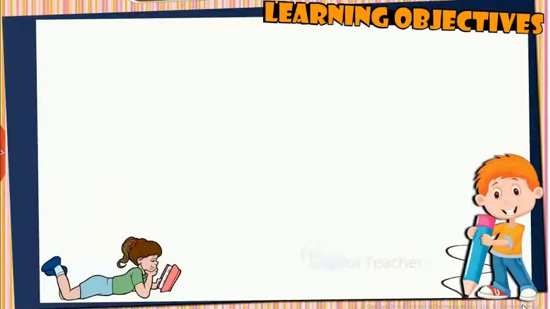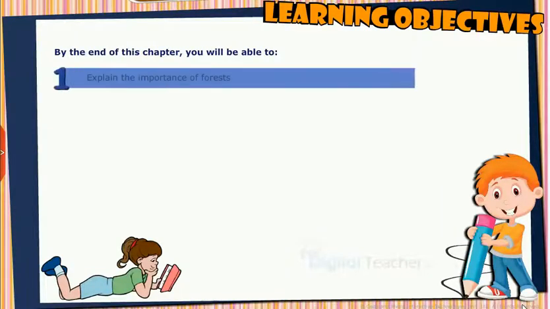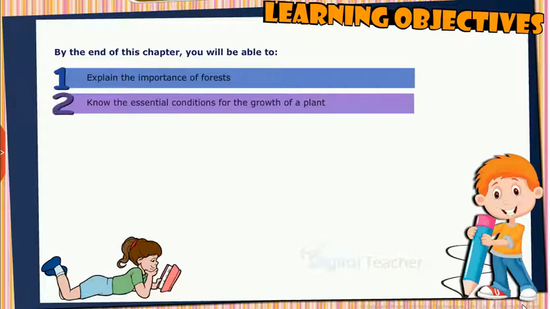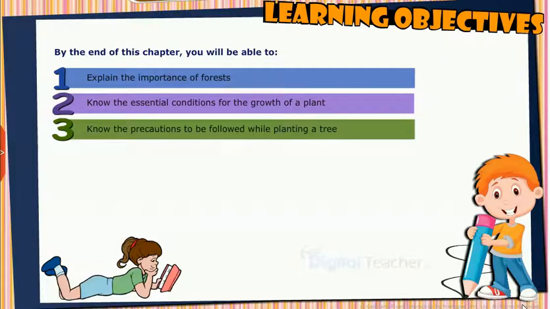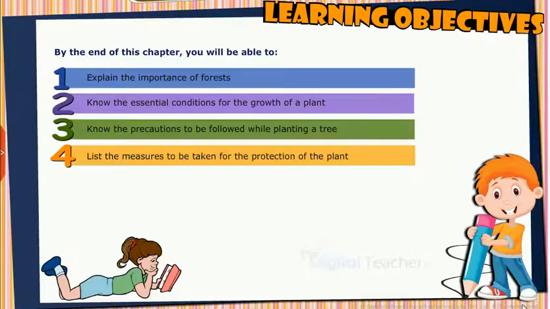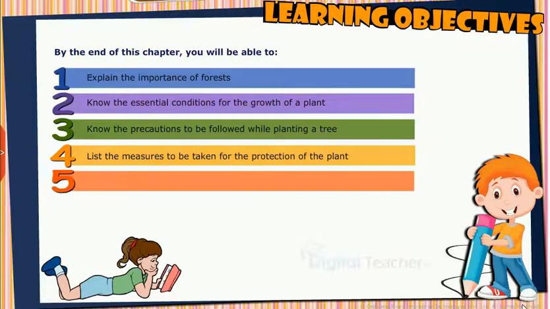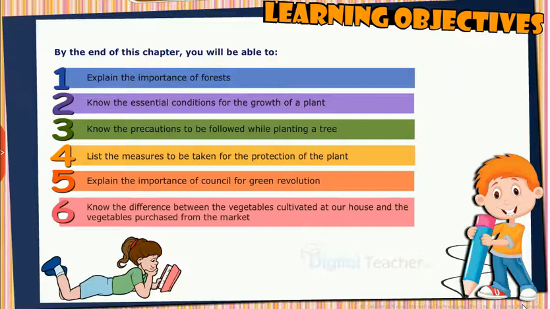Learning objectives. By the end of this chapter, you will be able to explain the importance of forests, know the essential conditions for the growth of a plant, know the precautions to be followed while planting a tree, list the measures to be taken for the protection of the plant, explain the importance of counsel for green revolution, know the difference between the vegetables cultivated at our house and the vegetables purchased from the market.